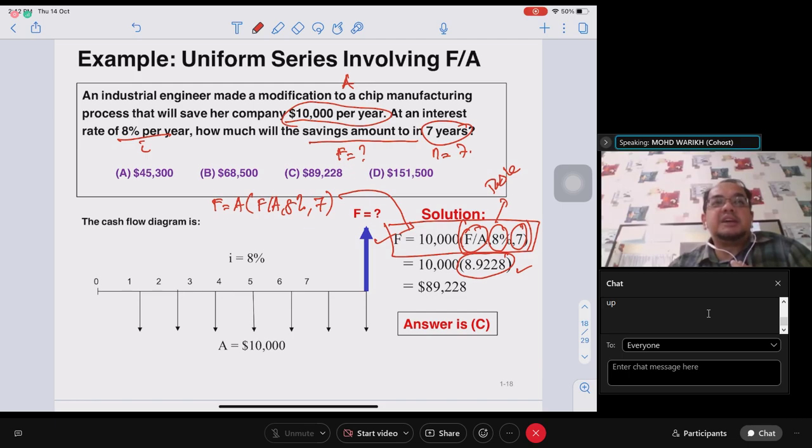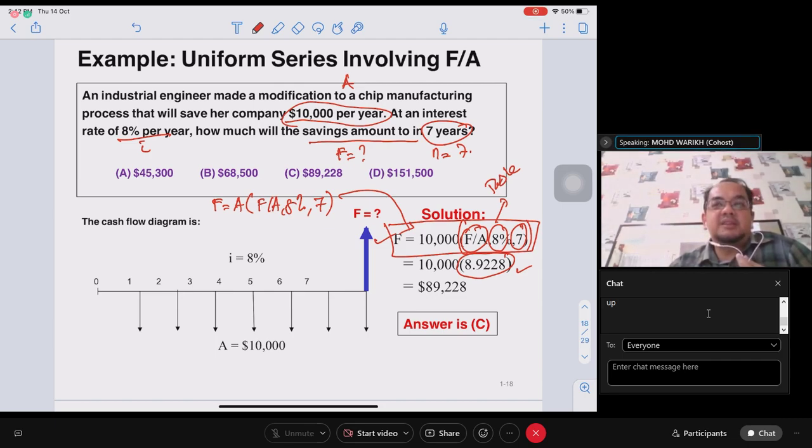Yes, the keyword here is that it will save the company 10,000 per year. Actually, he didn't give you the exact numbers, just 10,000 ringgit. But the word here is saving, then you have to pay every year. That means when you have to pay every year, it is an outflow.